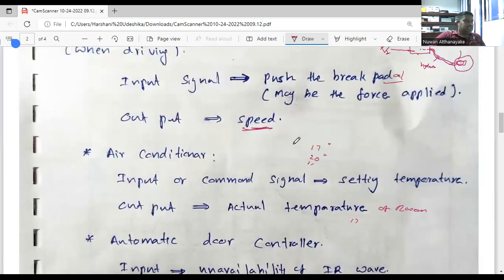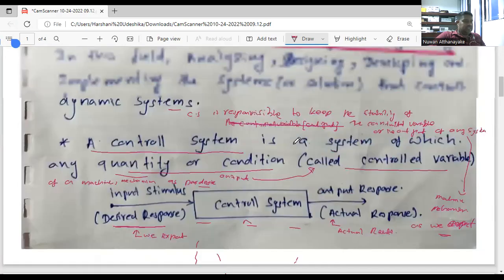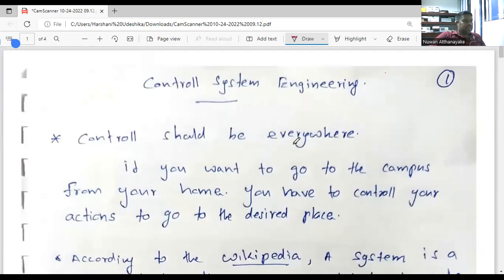I think you have the idea. Actually, this is just a summary. We have talked about this in our classroom, in our interaction session. So this is just a summary, but you should know these things.